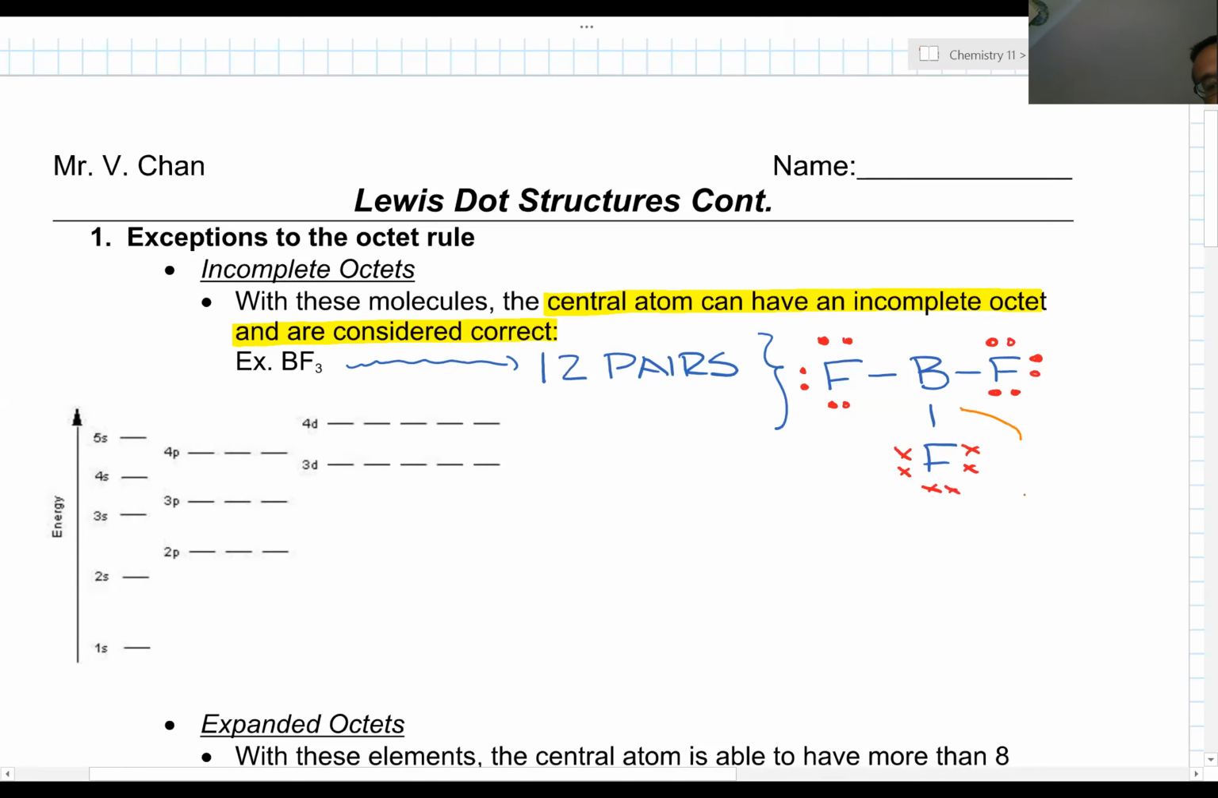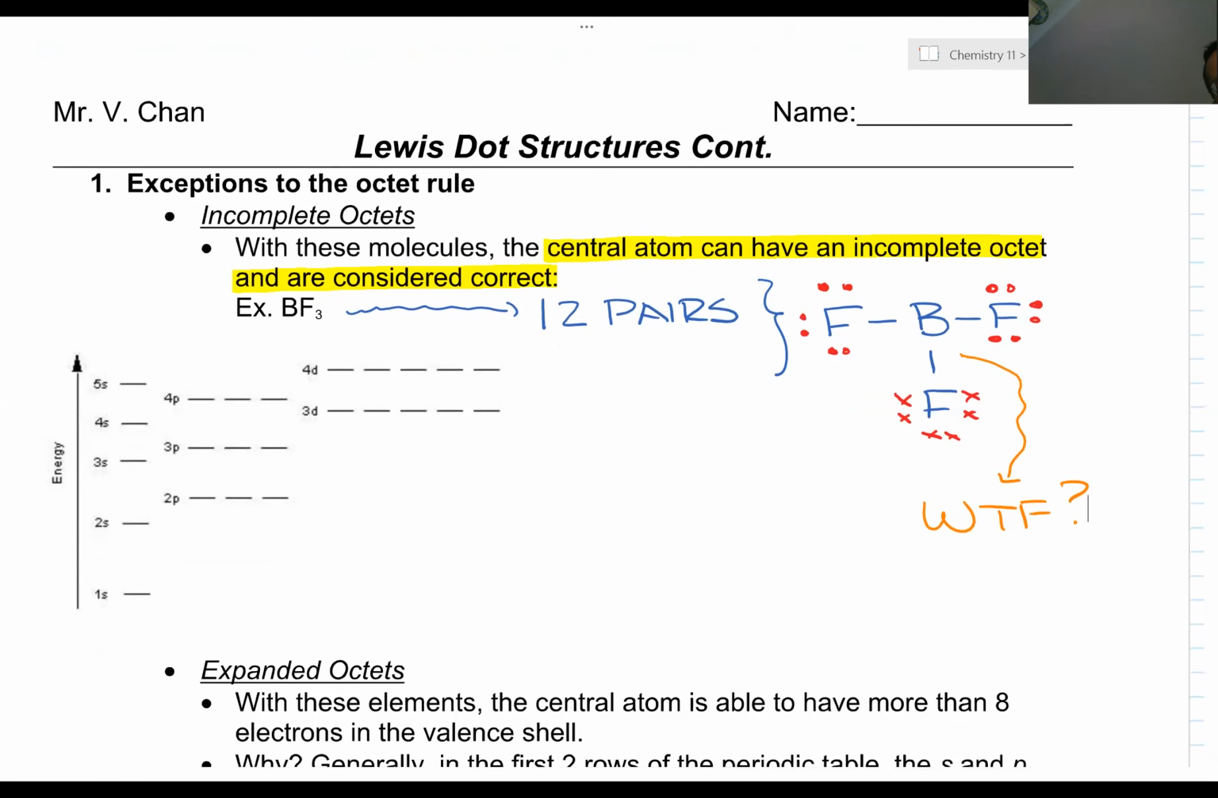But you might say, well, for boron, what about the fluorine? Okay? It only has 3 pairs or 6 electrons. Mr. Chan, I thought you said that they always have to have 8. So what's the situation here? Well, it has to do with the central atom, and it has to do with the number of valence electrons. Now, for boron, if we were to do the electron configuration, it looks something like this: 1s2, 2s2, 2p1.